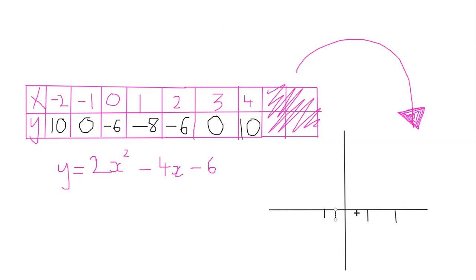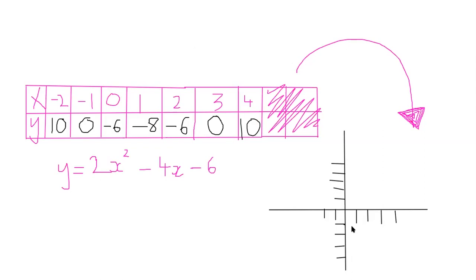1, 2, 3, 4, and then 2. So I need to go down to 2, 4, 6, 8, and then 2, 4, 6, 8, 10. My lines are absolutely horrible.